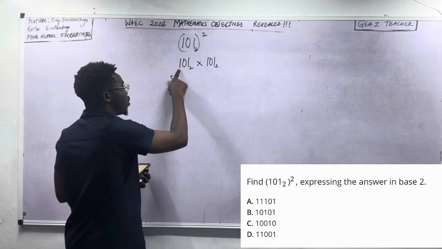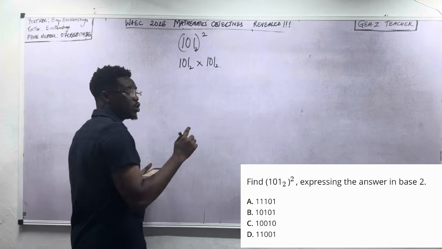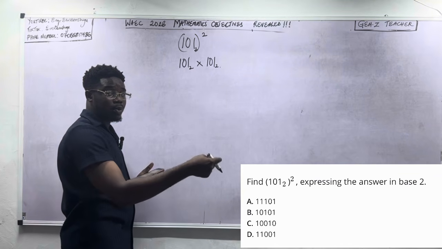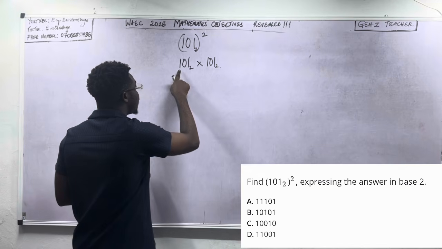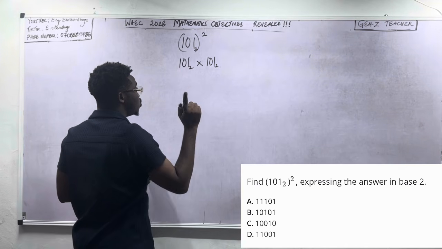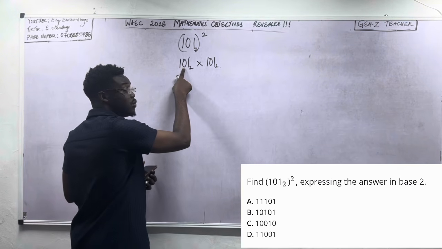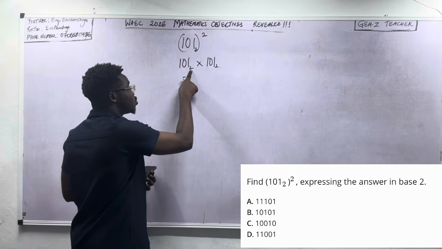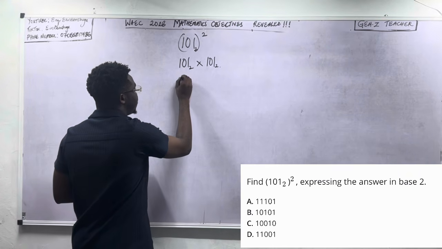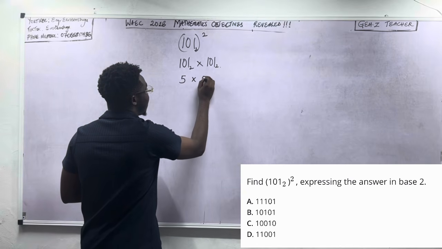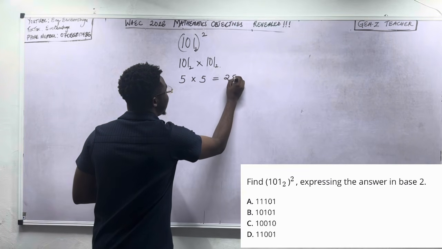Now the number here is 1, the base is 2. We are doing number times base plus number times base, so you get the last number. So let's go. 1 times 2 gives you 2. 2 plus 0 still gives you 2. 2 times 2 gives you 4. 4 plus 1 gives you 5. So this is 5, and this also is 5. So this becomes 25 in base 10.